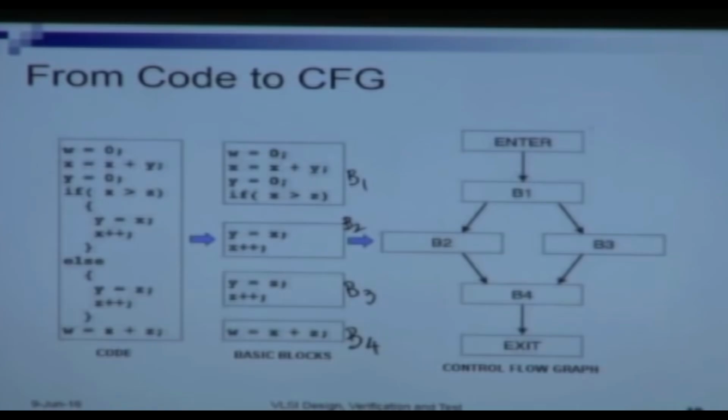Okay, so we have an entry point. Another important point here is that a CFG is polar in the sense that it has a single entry point and a single exit point, a source and a sink. So it enters and then comes into the first basic block. If the condition is true, it executes B2. If it is false, it executes B3. And then it executes B4 and finally exits. So this is how a control flow graph looks.